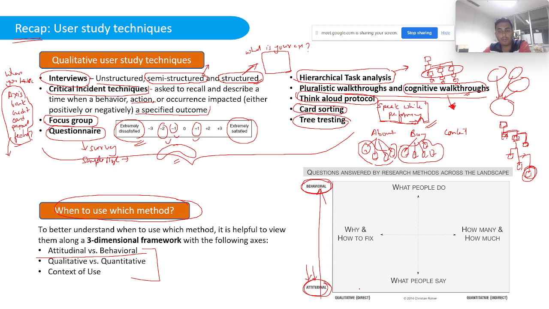Similarly, when we come to what people say, sometimes in our research we may look for only qualitative information, or sometimes we are looking for quantitative information.